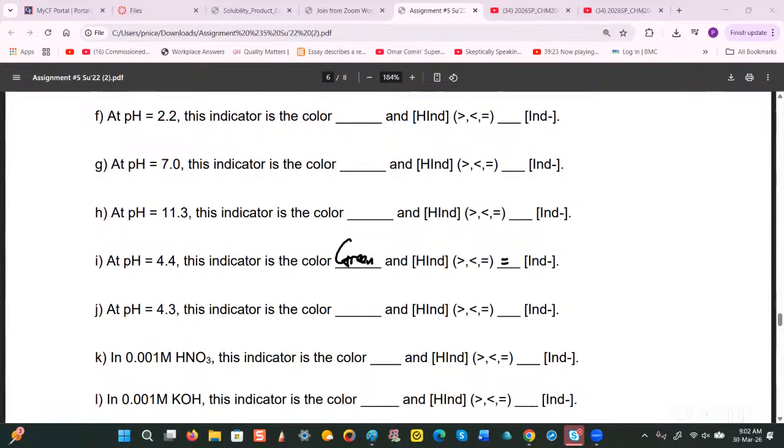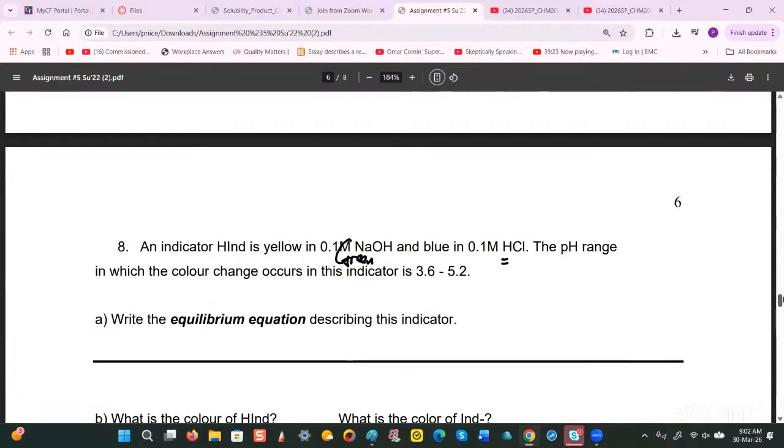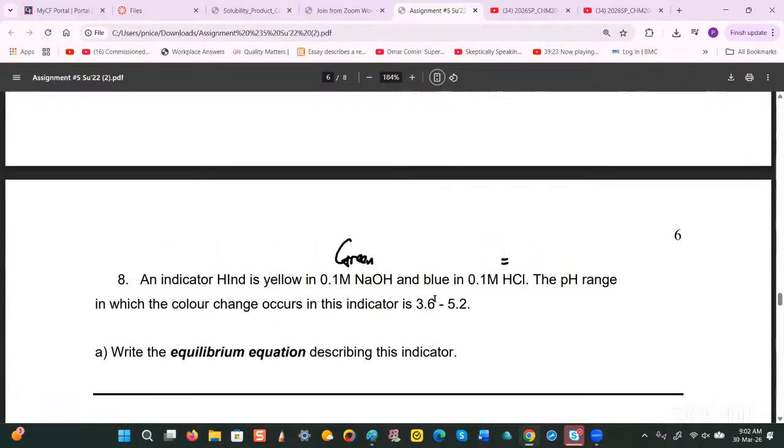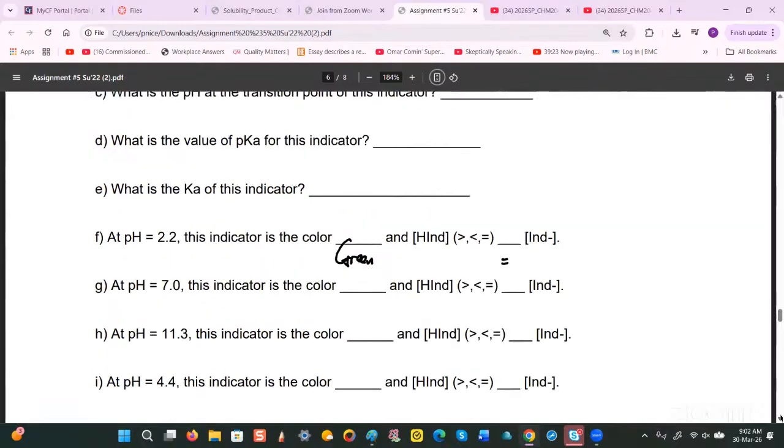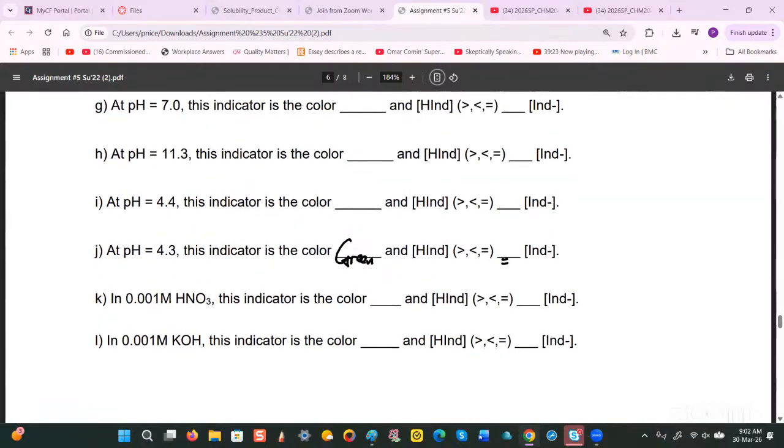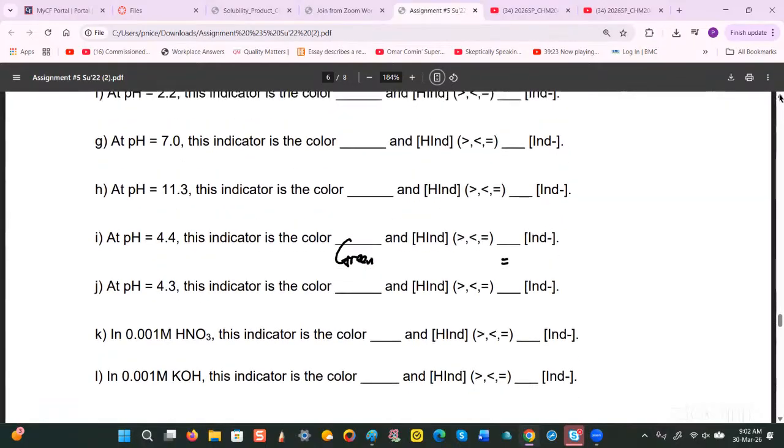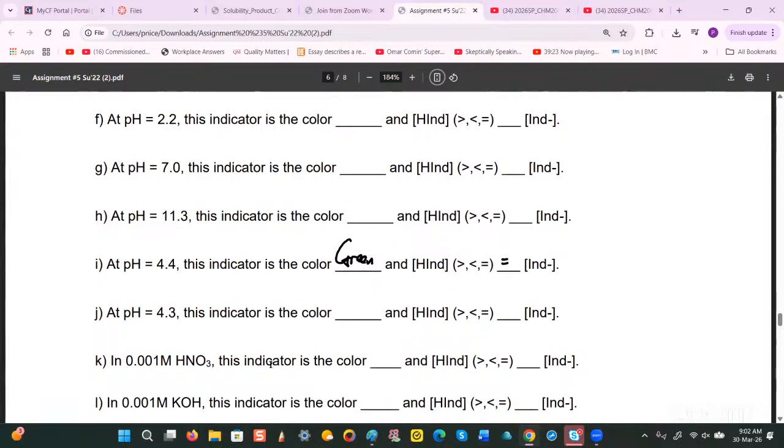Now, here it says at pH 4.3, what is the indicator color? Now, remember, I need to scroll up to show you this here. Remember I said that the color change occurs in this range, right? So what that means is that you're going to have a relatively high number of green relative to the blue molecules or vice versa, right? So 4.3 lies within that range. So going back to the question, what would you expect the color here to be?